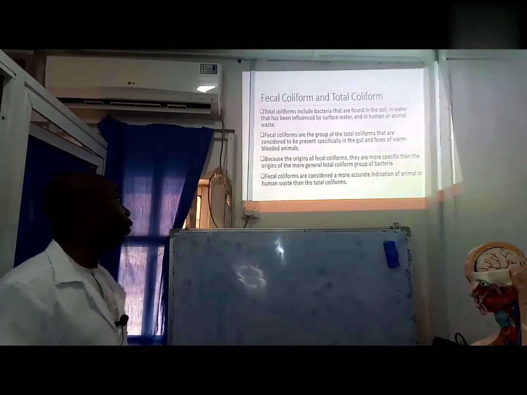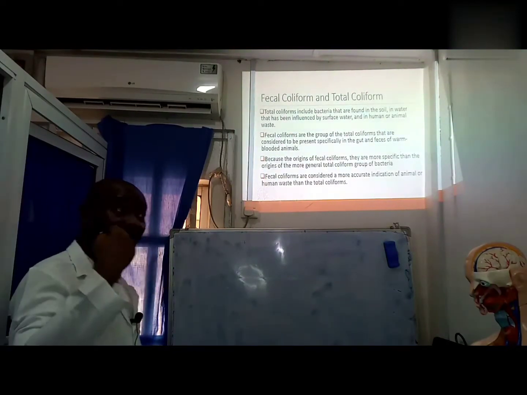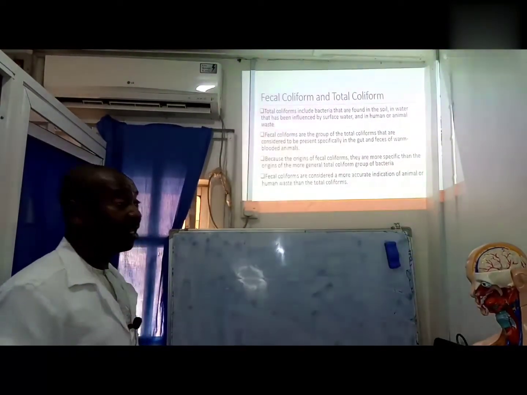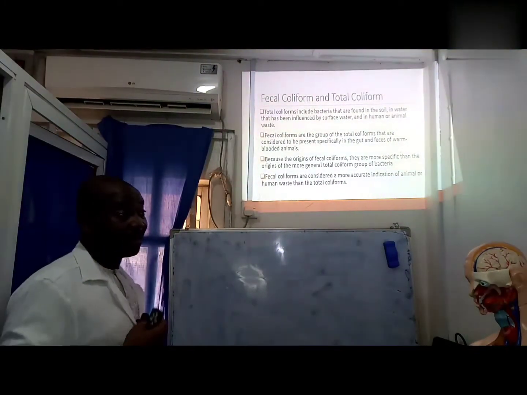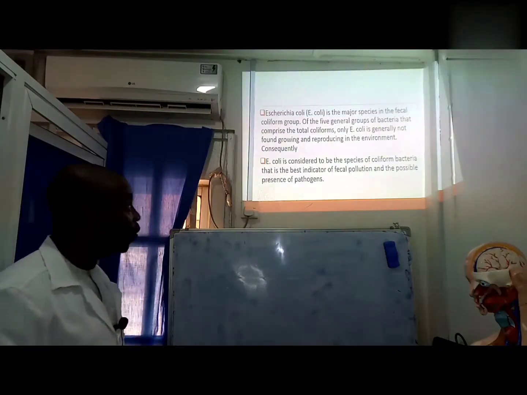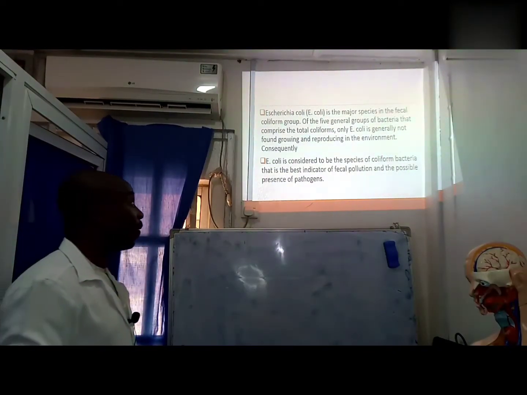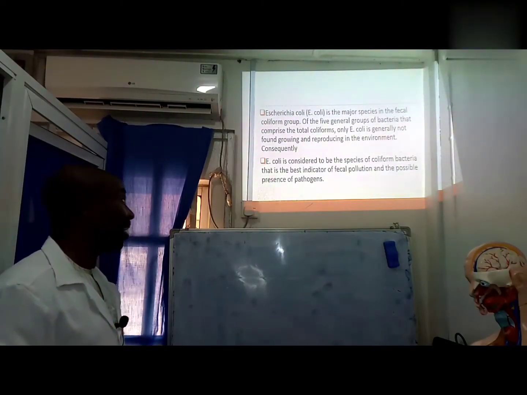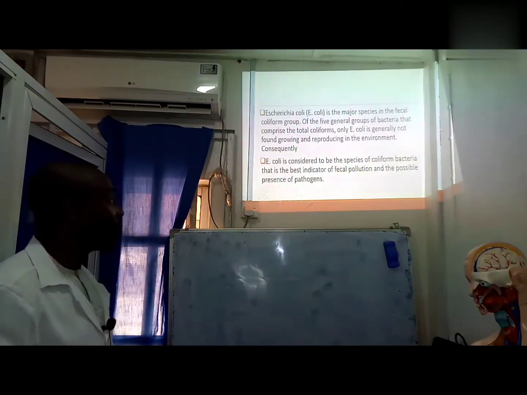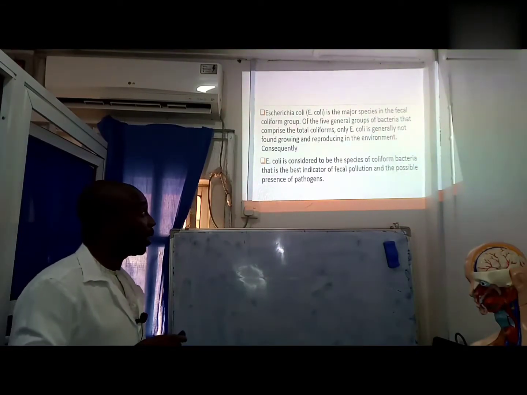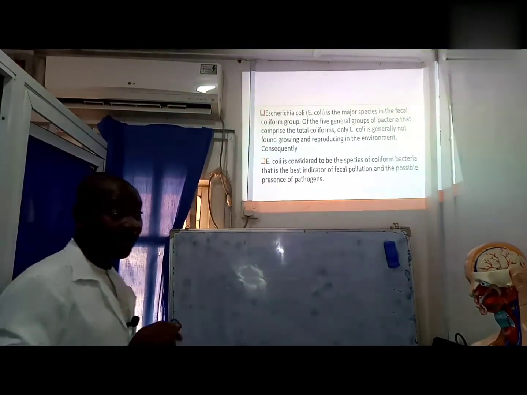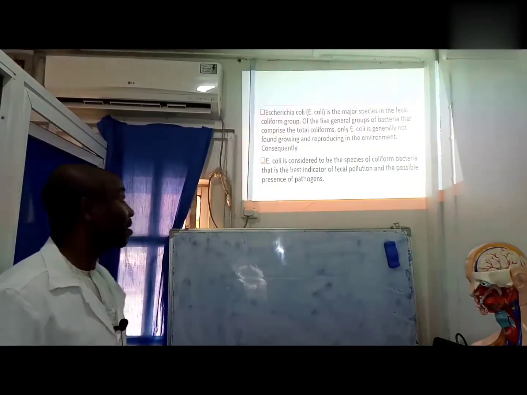So fecal coliform and total coliform have been previously used for PCR, so that we can reduce the samples for analysis and have something of very high quality. E. coli is considered to be the species of coliform bacteria that is the best indicator for fecal pollution. Of course, there are other sources of E. coli, but the fecal E. coli appears to be of paramount consideration.